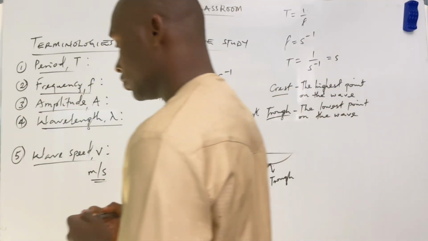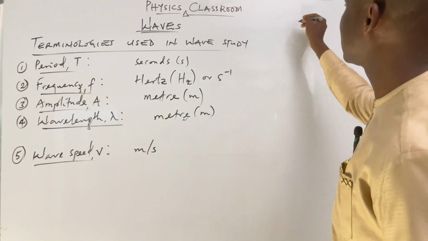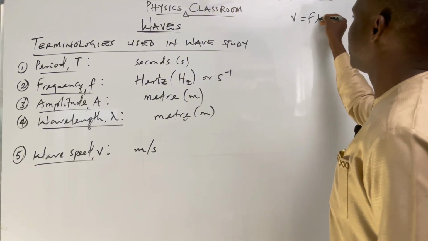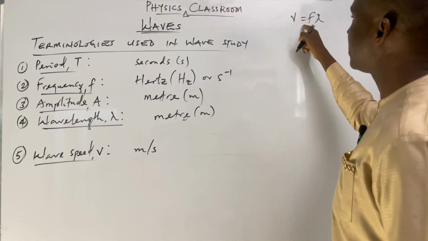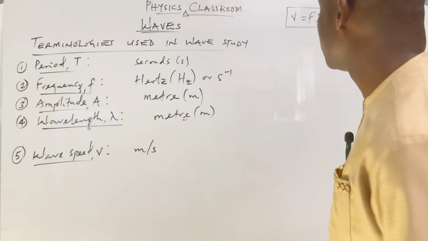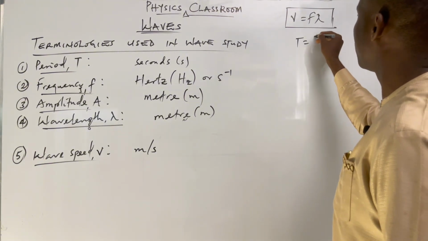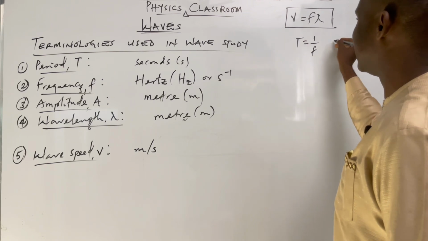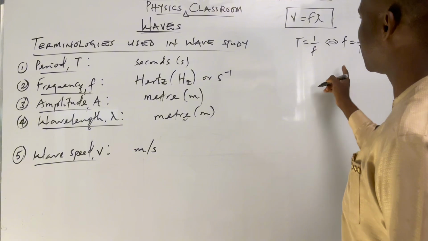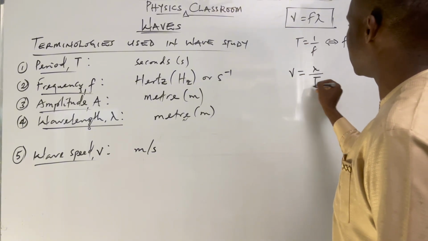Very, very important. Note this. There is a relationship that binds wave speed, frequency, and wavelength together. And that is V is equal to F lambda. It's very, very important. We're going to be using it to solve questions soon. And I told you previously that T is equal to 1 over F. That is, F will be equal to 1 over T. If that be the case, then we can say V is equal to lambda over T.